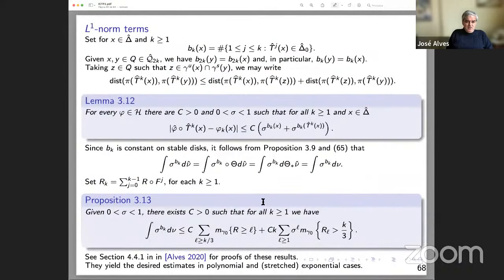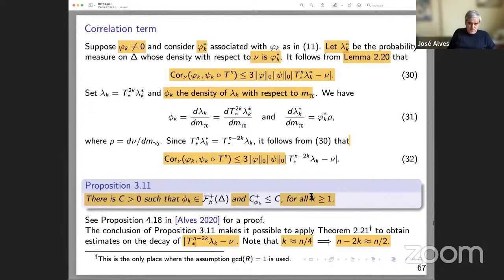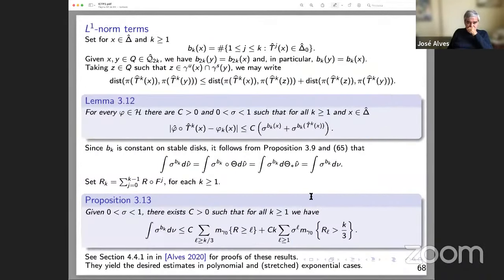So let me now give you a brief idea on how to control the L1 norm terms. These are the L1 norm terms here, this one and this one here. They are of the same type. The functions phi and psi are Holder continuous functions, and Holder continuity plays an important role at this level. And so we are going to control those L1 terms.